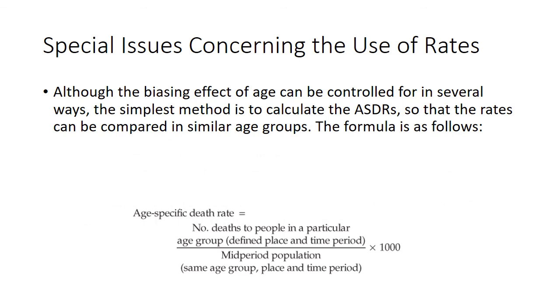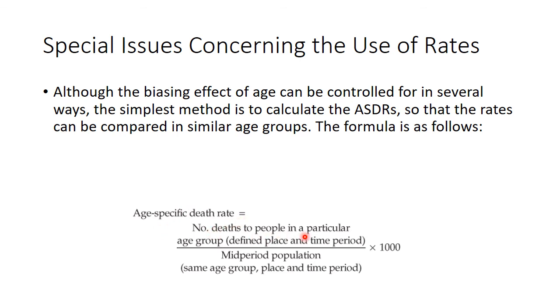And so again, although we can look at the biasing effect of age, we can control for this in many different ways. The simplest way we can do this is to calculate an ASDR, also known as an age-specific death rate. And we can use this to compare similar age groups.